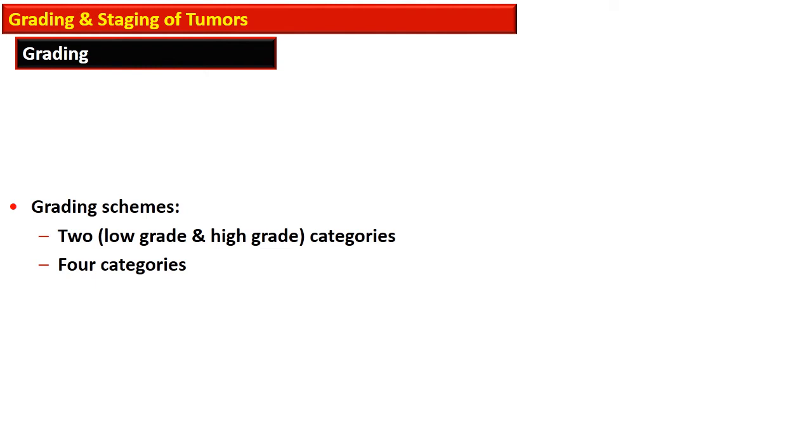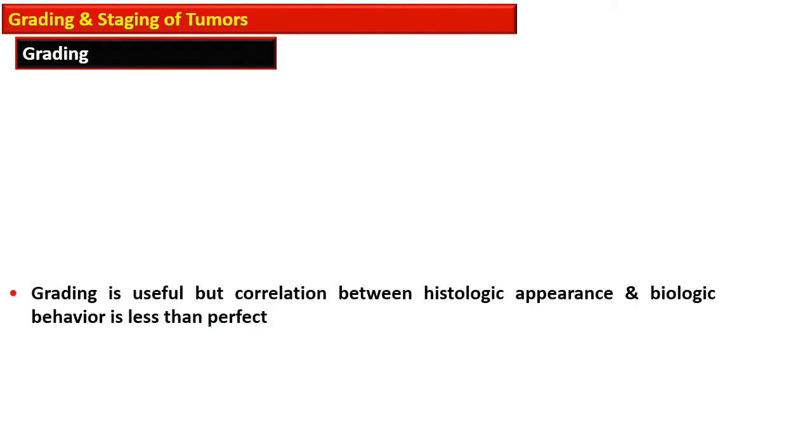There are various grading systems. One is the two-grade system. There are two categories and in these the tumors are graded as low grade and high grade. Some tumors are graded into well differentiated, moderately differentiated, and poorly differentiated, and these are the three-grade system. Some tumors are graded following a four-grade system. The grading is useful, but it is not giving the full picture of the tumor. It is not correlating the histological appearance and biological behavior.